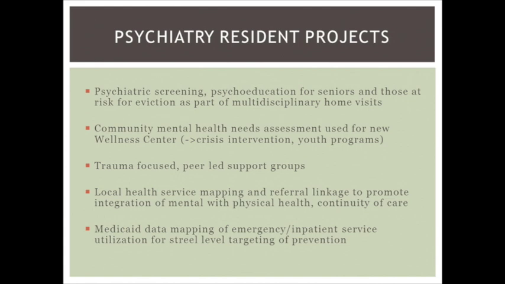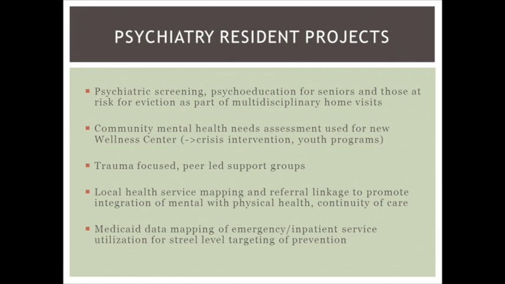One is, they started with psychiatric screening and psychoeducation in community programs and also in homes. They went on home visits as part of multidisciplinary teams, looking at people who are at risk for eviction and what their mental health needs might be. Then they conducted a community mental health needs assessment that was used to develop a wellness center that the partnership built. And there the community said they had a real need for crisis intervention and youth programs. So youth programs as a mental health preventive measure to keep people out of gangs and off of the street. So that's where they started with the wellness center.